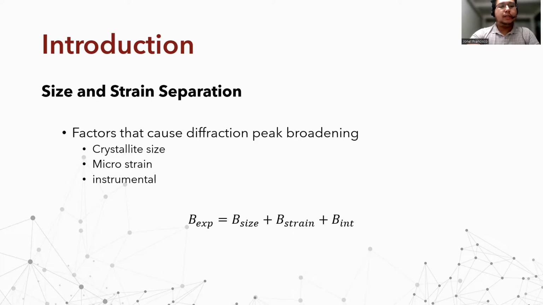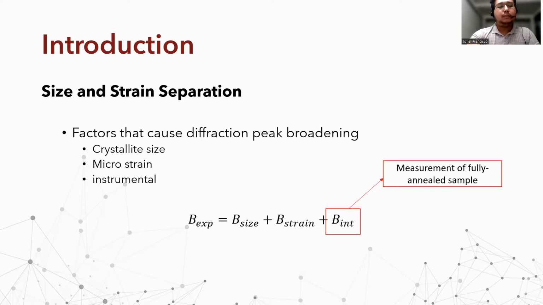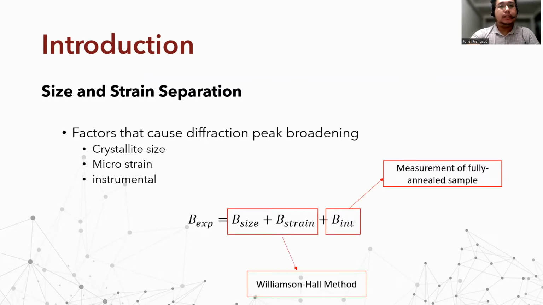We can separately determine the instrumental broadening contribution by performing the same measurement on a fully annealed sample that is strain-free. However, the problem with diffractometers is how the size and strain contributions can be separated when both effects are present. With this, the Williamson-Hall method is used.